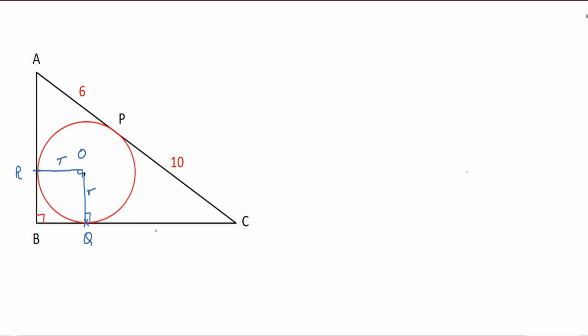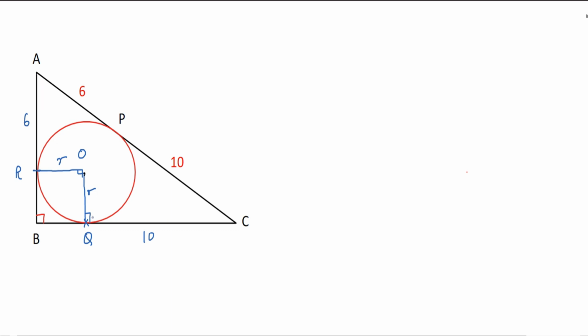And we can write QC as 10 units of length, that is tangent from C. So if we drop any tangent from an external point to the circle, then length of tangents will be equal. That means PC will be equal to QC, where they are tangents from C. Similarly, AP will be equal to AR, that is 6 units of length, that is nothing but tangents from point A.